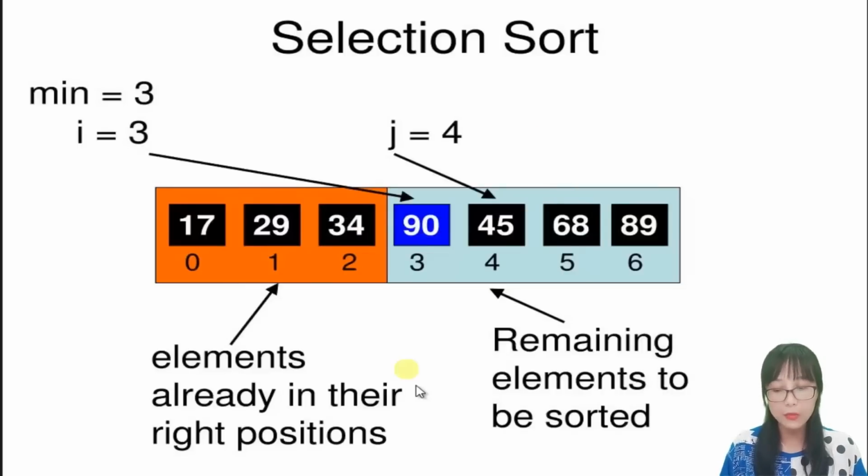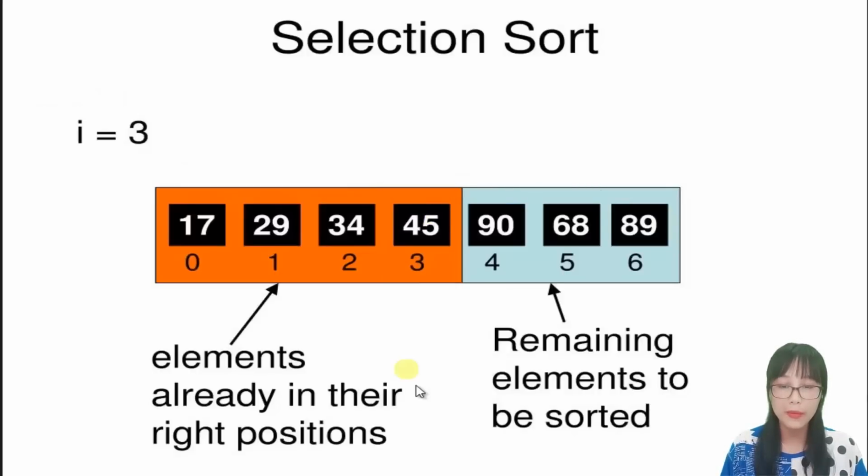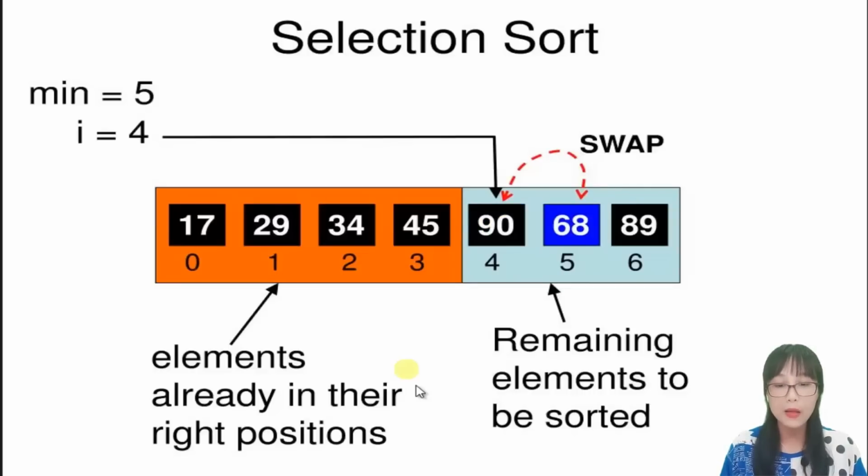Continue. Find the smallest key in the unsorted part of the array. Min index is 4. I will swap it. Continue. Find the smallest key in the unsorted part of the array. Min index is 5. I will swap element index 4 and element index 5.